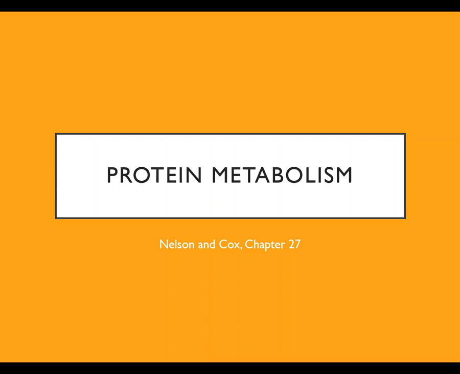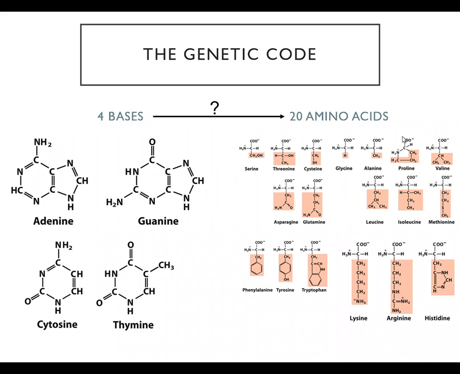Okay, so this next chapter deals with protein metabolism, and the part that we're going to focus on is translation, meaning how proteins get made in the cell. But before we talk about that, let's talk about the genetic code. So the genetic code is what it sounds like.